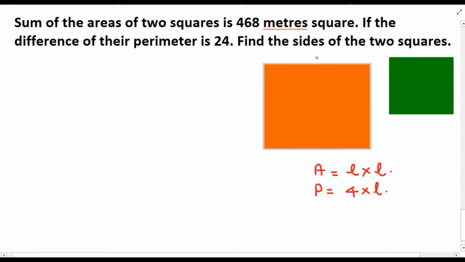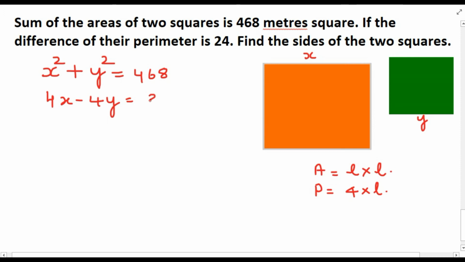So if I am taking this side of the big square as x meter and side of the small square as y meter, they are given sum of areas of two square. So area of first square will be x square, area of second square is y square. Sum of areas means you have to add, you will get 468. Again, if the difference of their perimeter is 24, that means 4x minus 4y equal to 24, because difference means you need to subtract.